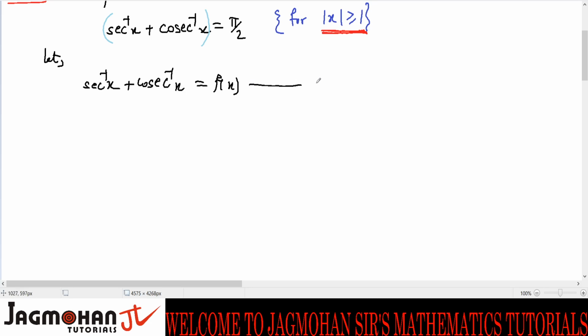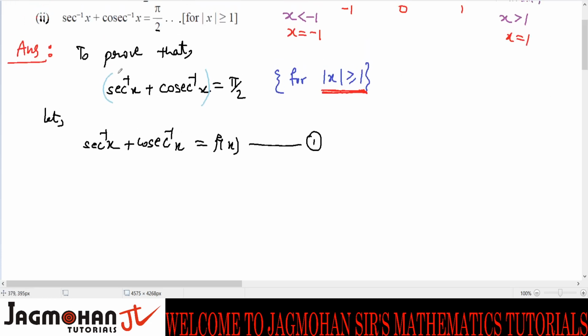Now after having written this, my objective will change. My goal will now be different. What was my goal earlier? My goal was to prove sec inverse of x plus cosec inverse of x equals pi by 2. But what is happening, students? I am taking this left hand side as f of x. So my goal will now change.